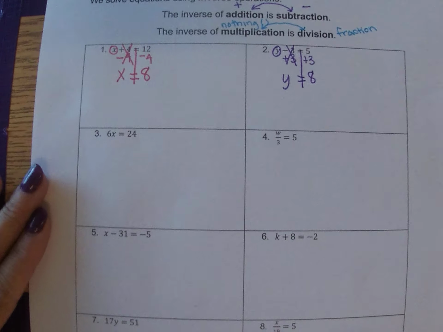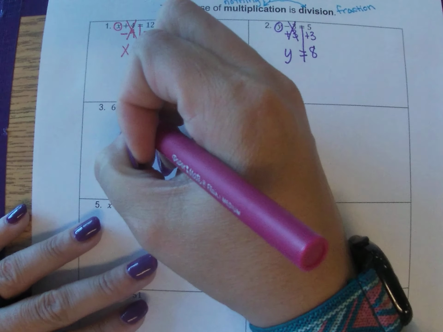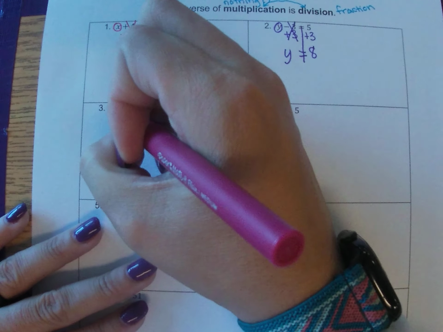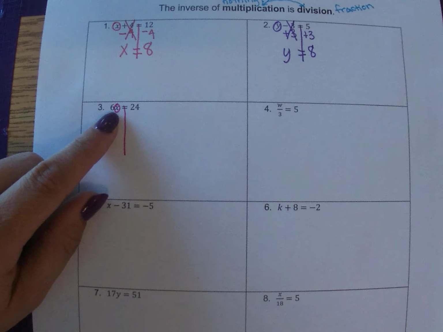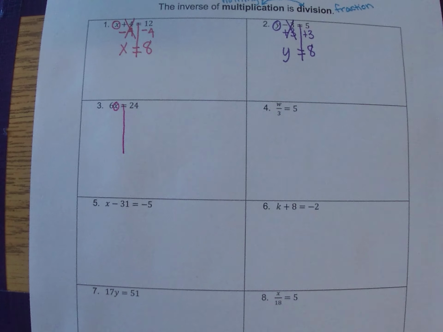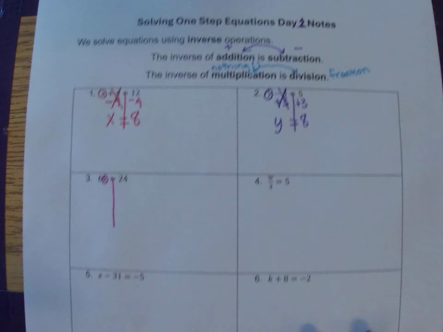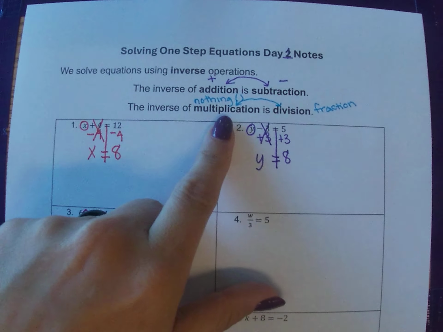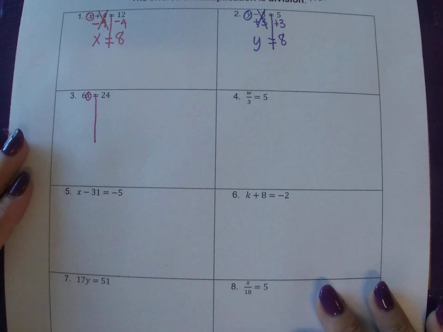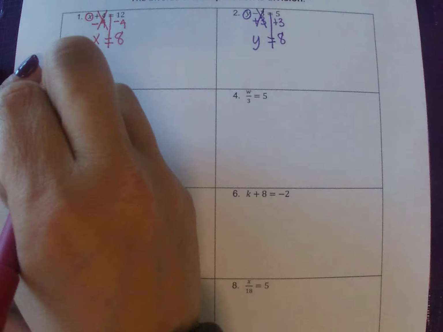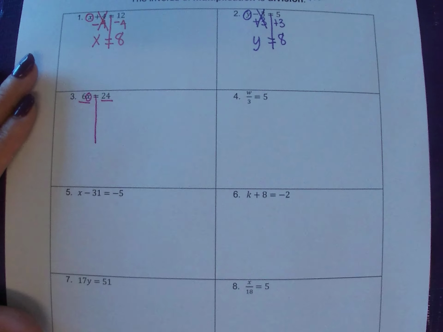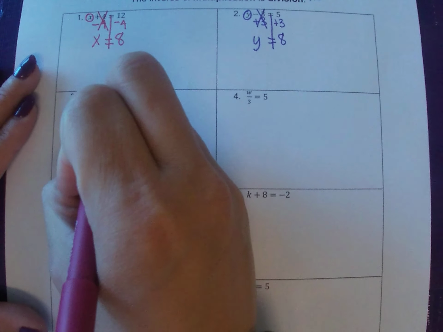Okay, if we look at number 3, again, I'm going to draw my line straight down. I'm going to look on the side that my variable is on. So I'm focusing on the left, and I see this 6 and x, right? And if I look at this, I don't see an operation at all. That 6 and x are just sitting right next to each other. When we don't see an operation at all, that is multiplication. And we undo multiplication with division, right? And we said division we are going to represent as a fraction. So I'm going to use a fraction bar to represent dividing by 6.